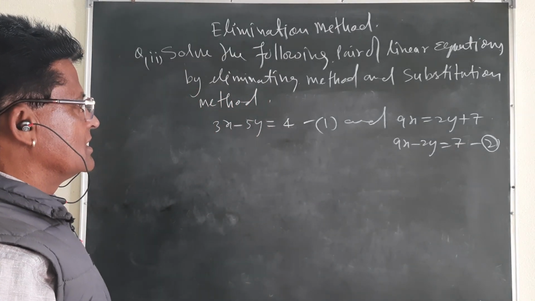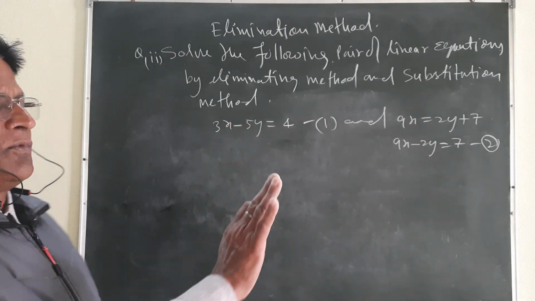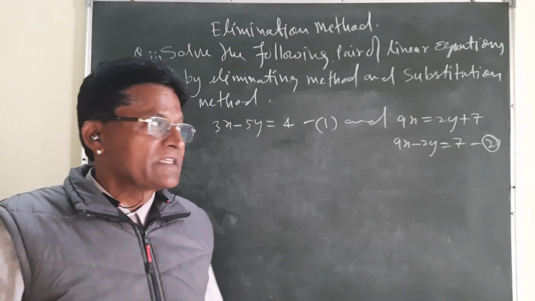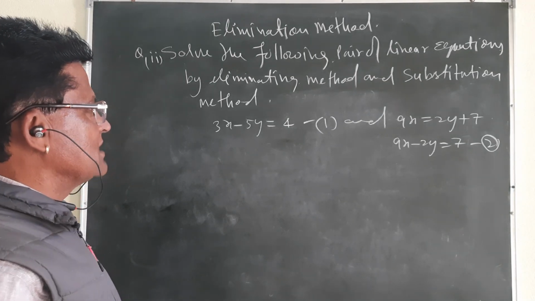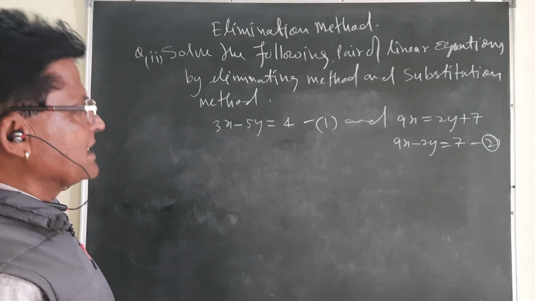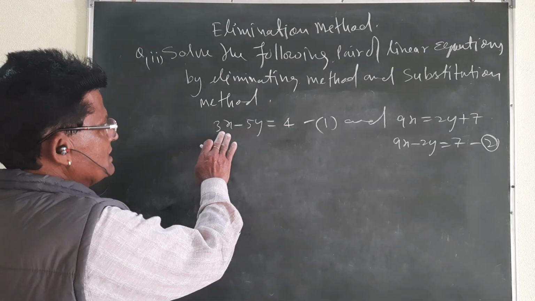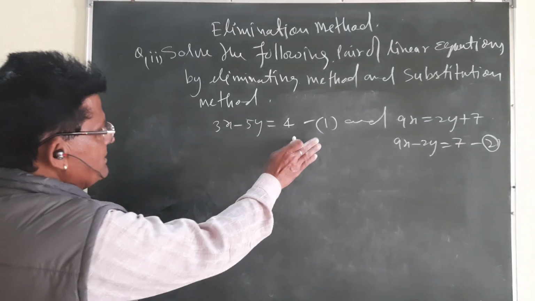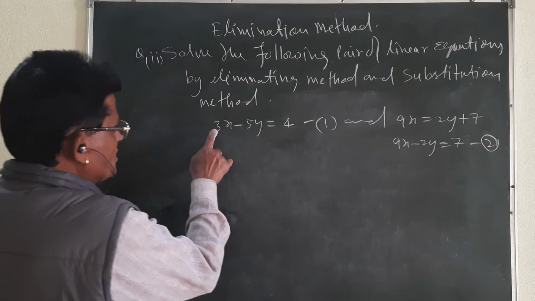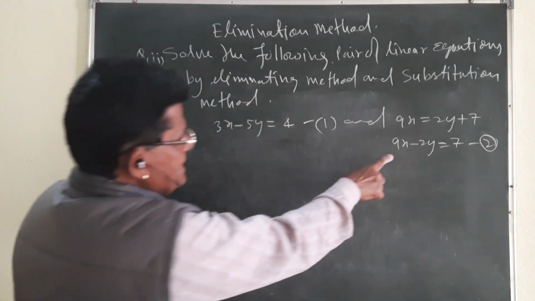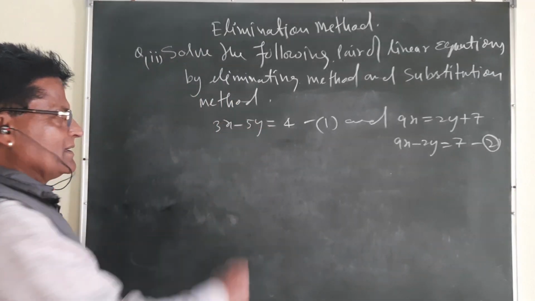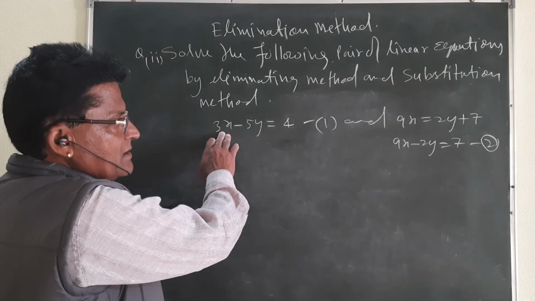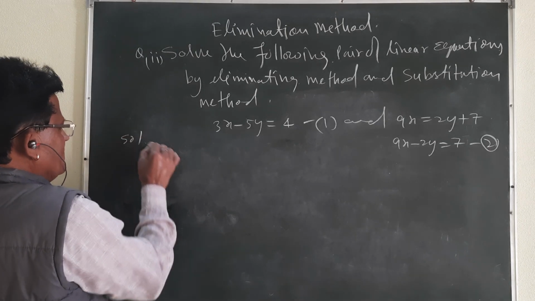Now, dear student, a similar kind of procedure you can follow here also. But you must make the coefficients equal. How can you make the coefficients equal? As I told you, either you make the coefficients of x equal or of y equal. It will be easy. Here it is 3x, here it is 9x. So you multiply equation number 1 by 3, so that here it will be 9x. That is how you get the solution.